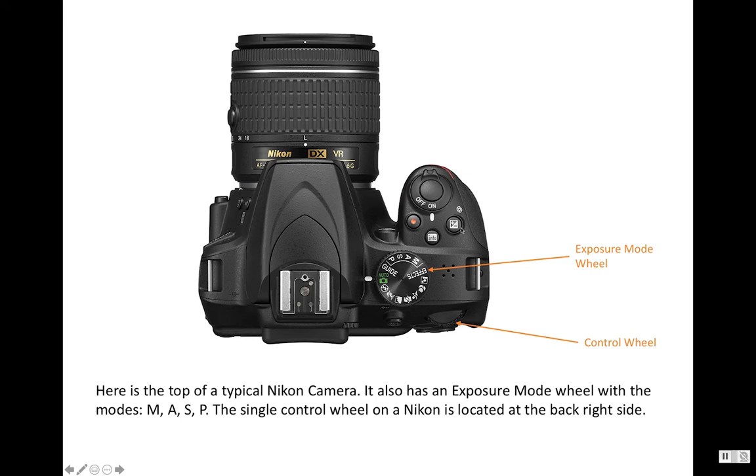If we look at the top of a more entry-level Nikon camera, what we see here is also an exposure mode wheel with the same modes, M for manual, A for aperture, S for shutter, P for program. So these are our exposure modes. The control wheel on a typical Nikon camera, when you have a single control wheel Nikon camera, is at the back of the camera about where your right thumb would come to rest. Now what is this control wheel I keep talking about? It's a kind of clicky wheel that will allow you to adjust your shutter speed and, depending on the situation, also your aperture.